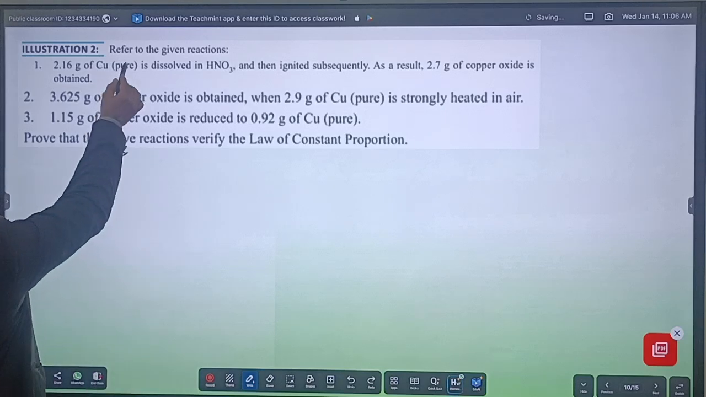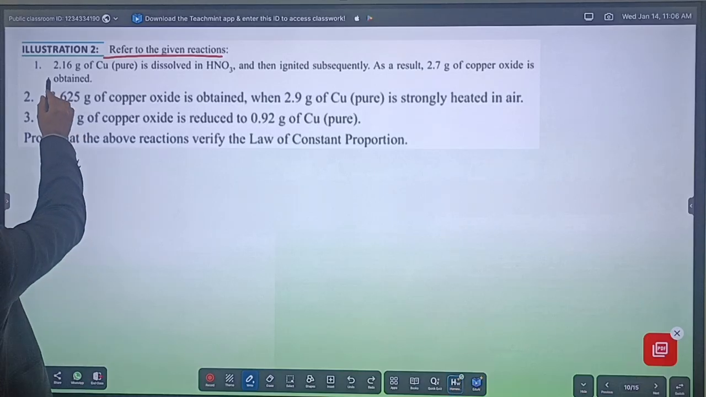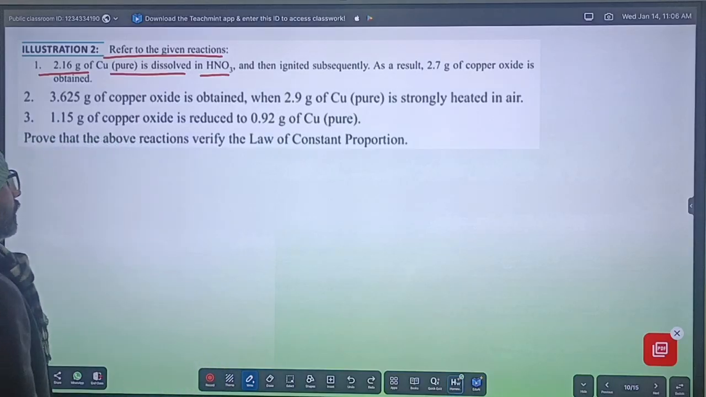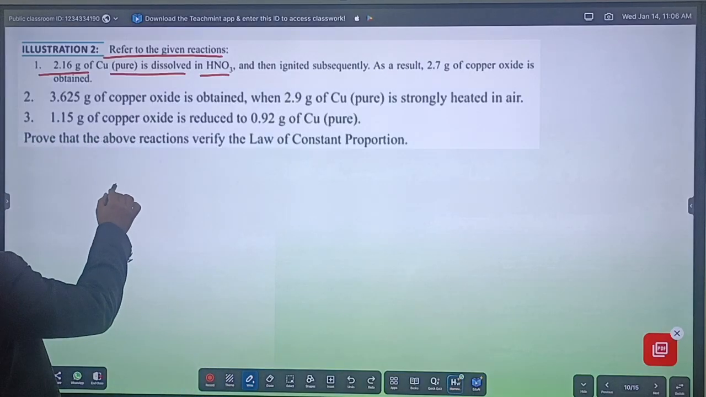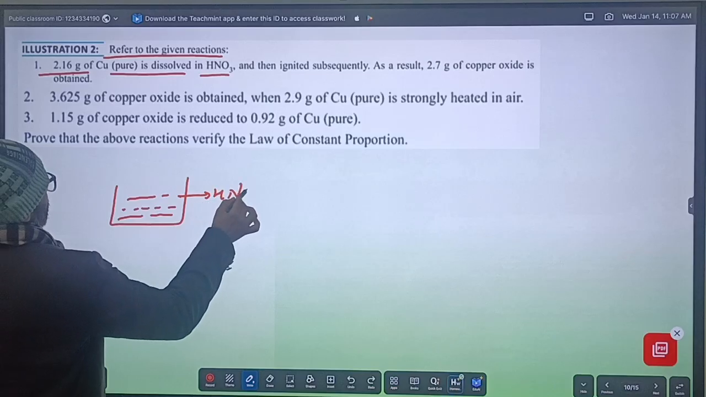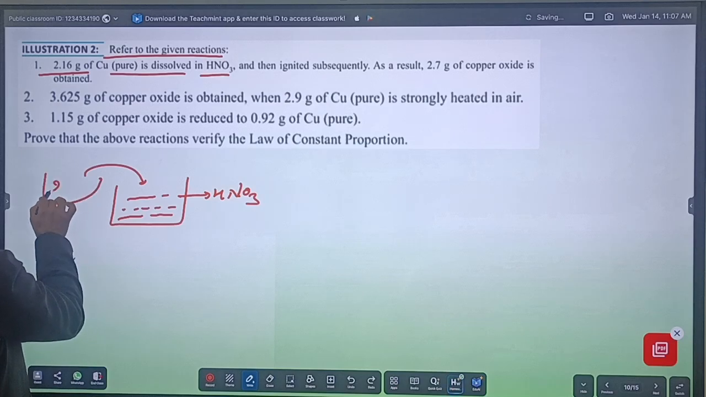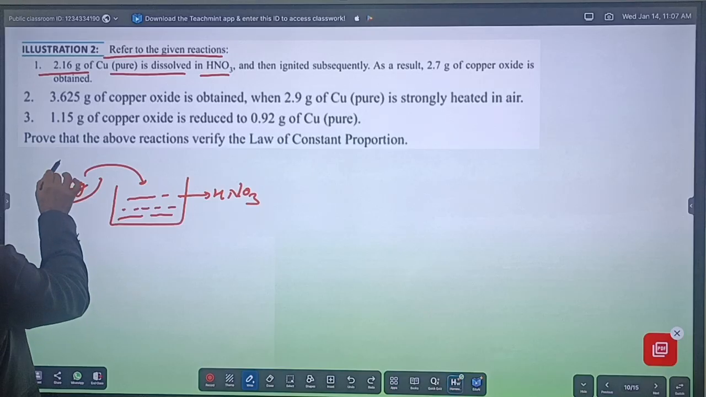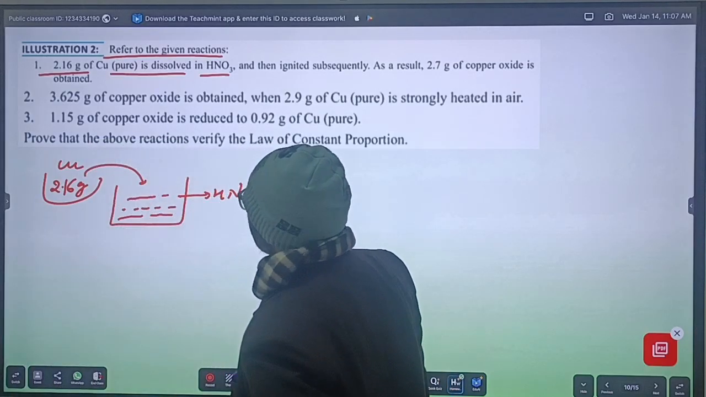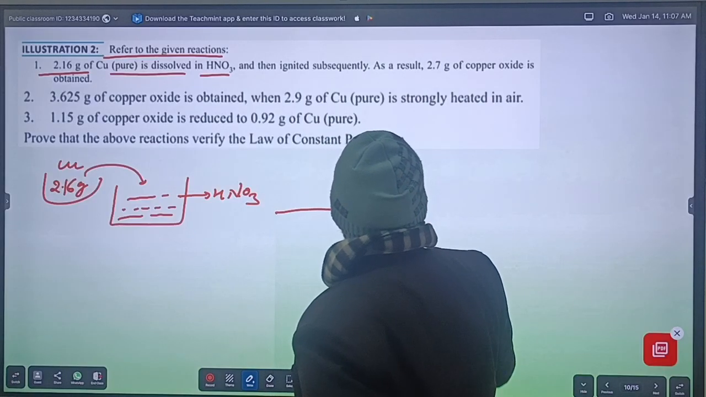We have a question to illustrate this. 2.16 gram of copper is dissolved in nitric acid, HNO3, and it gives 2.7 gram copper oxide.